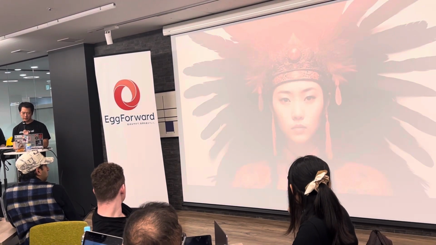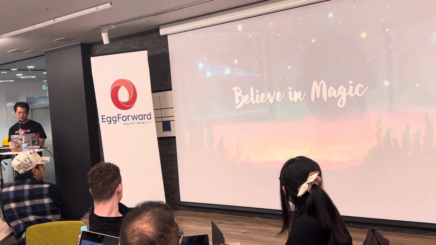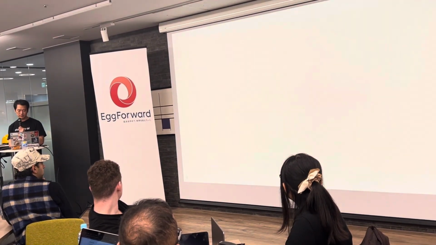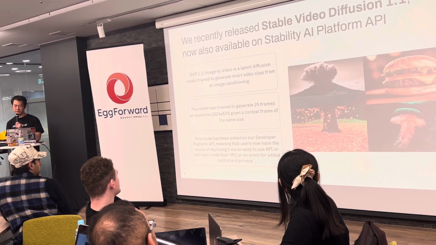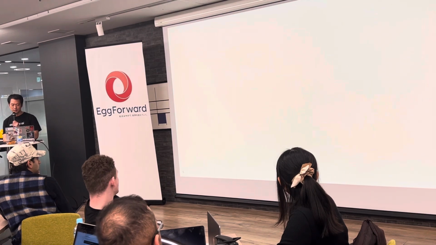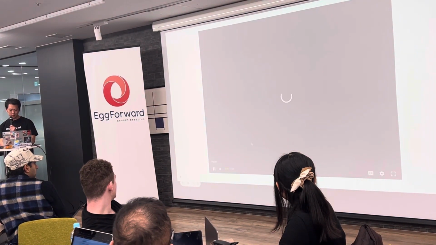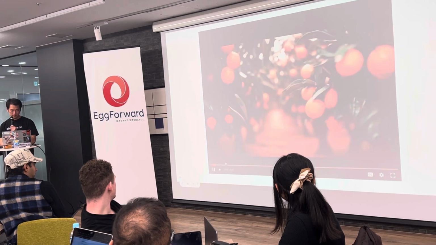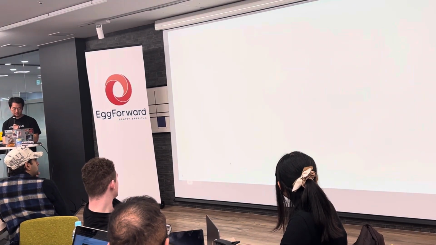You can generate nice pictures. You can also do stuff like, skipping through, we have a video generation API, which you can use for image to video. So you can do text to image and then image to video. This is still the video demo.